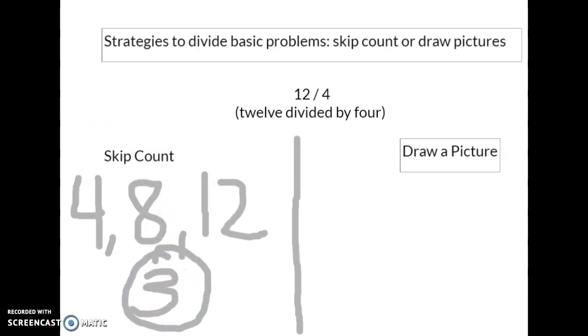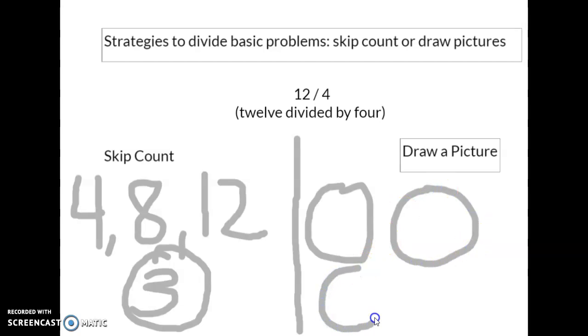Now when I'm going to draw my picture, I am going to this time draw 4 circles, and then I am going to put 1 dot in each because when you're dividing, each one has to be equal. So I'm going to start with my 4 circles. 1, 2, 3, and 4. So now I'm going to put 1 dot in each, and I will stop once I get to 12. 1, 2, 3, 4, 5, 6, 7, 8, 9, 10, 11, 12.